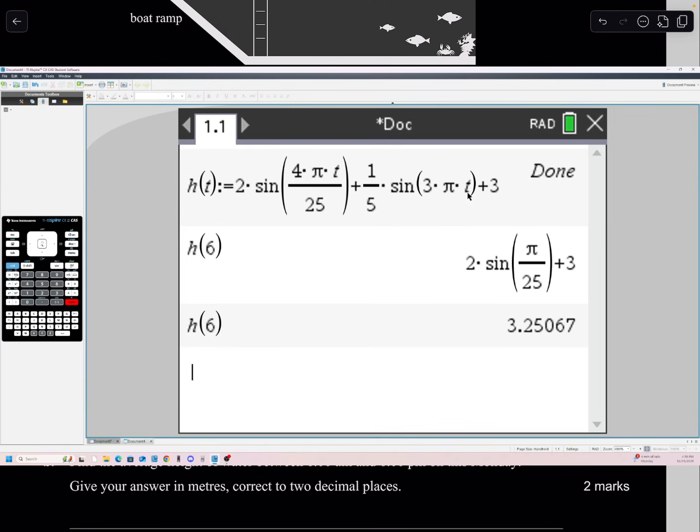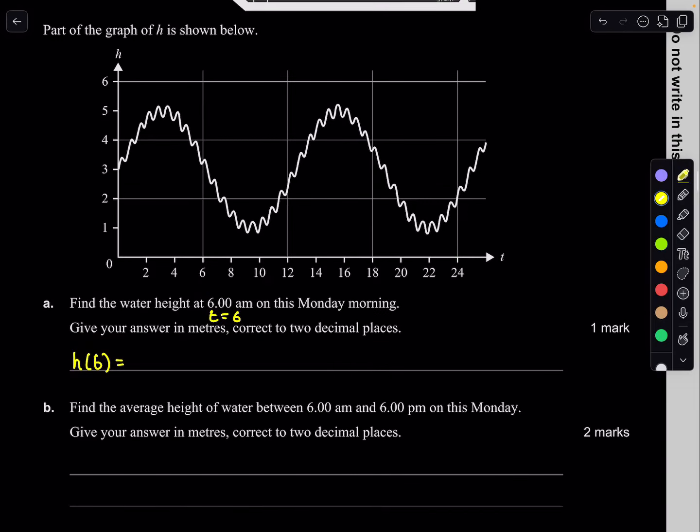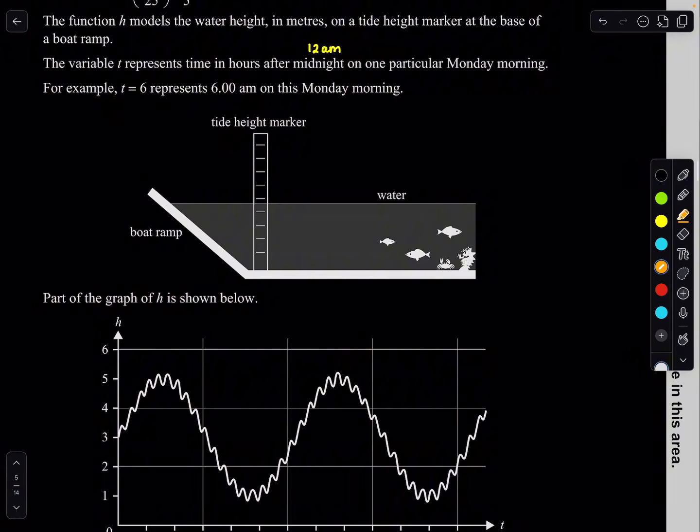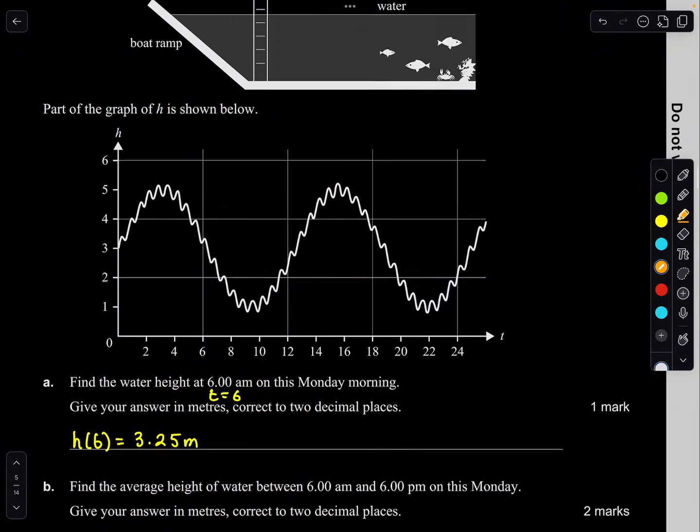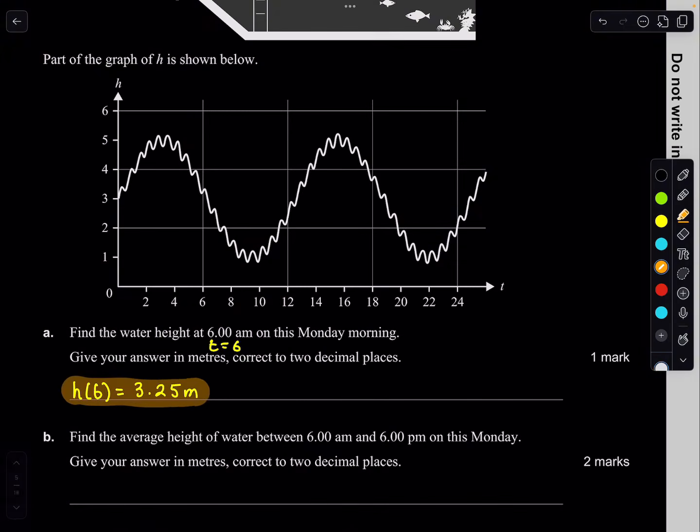Control Enter to 2 decimal places. It will be 3.25. Let's write that down. 3.25 meters in this case. Yep, is it meters actually? Yes, in meters. Yep. Not bad.